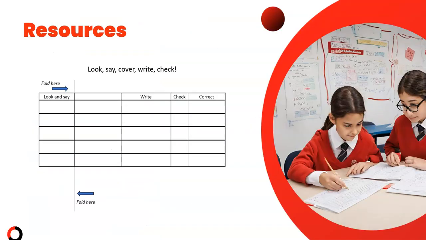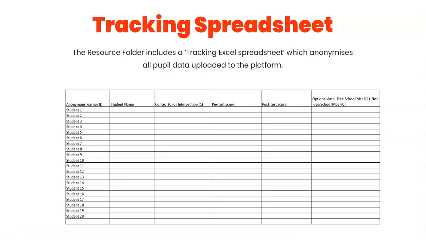The resource folder. This includes a step-by-step guide. It also includes an assessment guidance as well as a template. In here, you will also find a tracking spreadsheet, and this allows you to link an anonymized learner ID on our system to a student in your class.